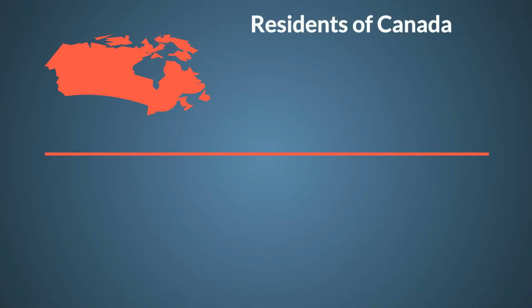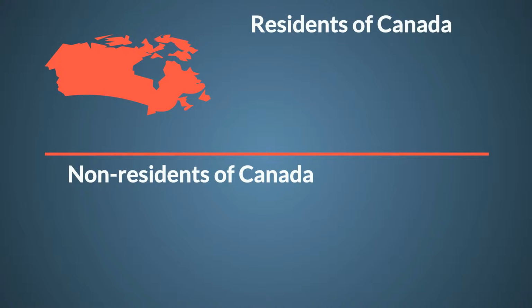Number 3. Residents and non-residents of Canada. As a U.S. citizen, you can either be a resident or a non-resident of Canada, both of which have differing tax obligations. If you are a resident of Canada, you are required to pay tax on your worldwide income. That's income from Canada, the U.S., and other countries.